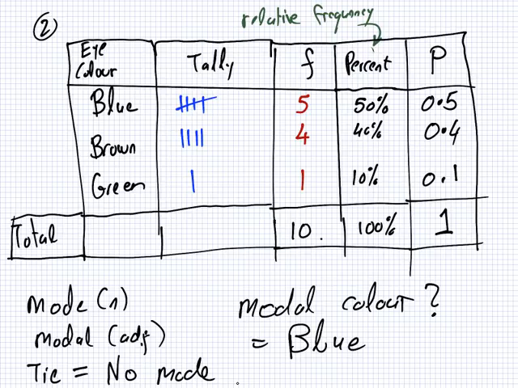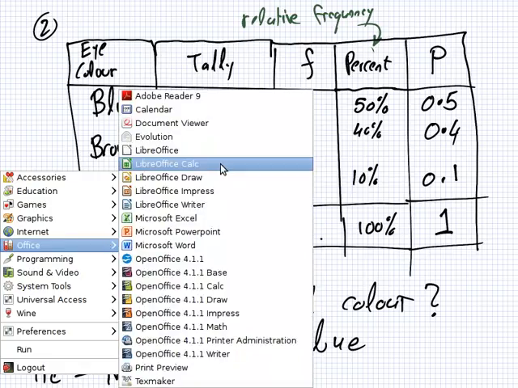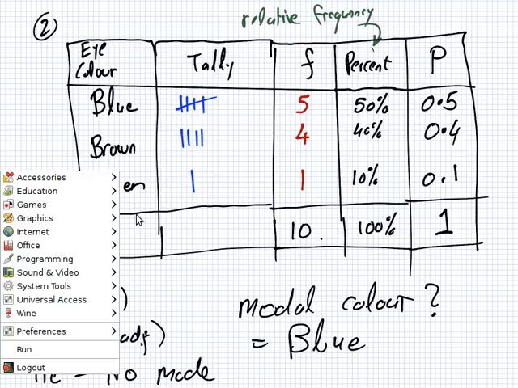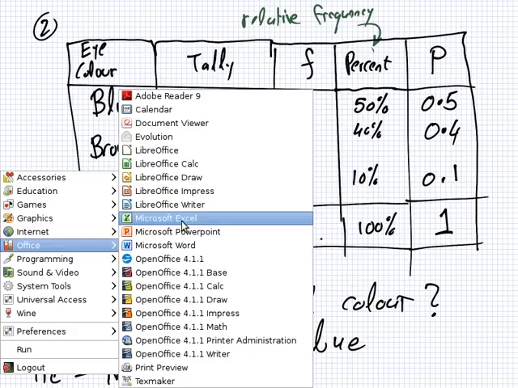Some computer programs try to break the tie in the mode. And I want to show you this now if I can. I need to open two Office programs: Libre and then Excel.